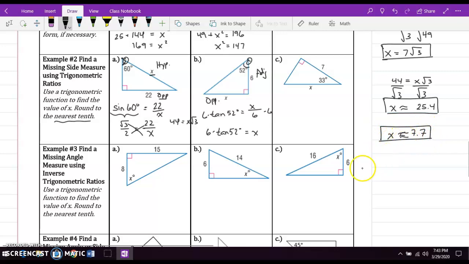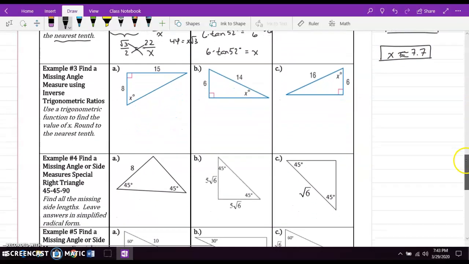And make sure you use an approximate symbol. Okay, again, leaving 6 for you to try on your own and check your answers later.